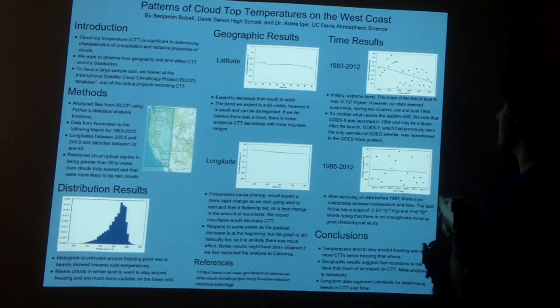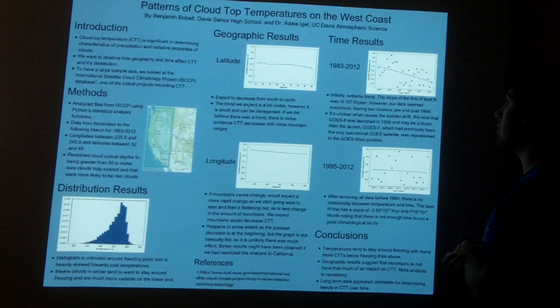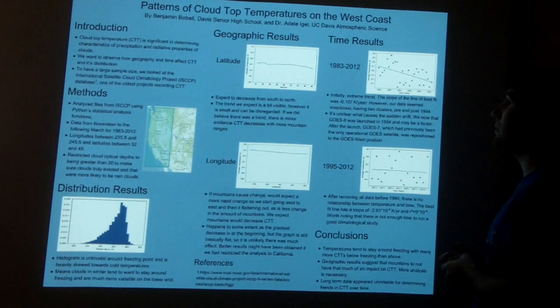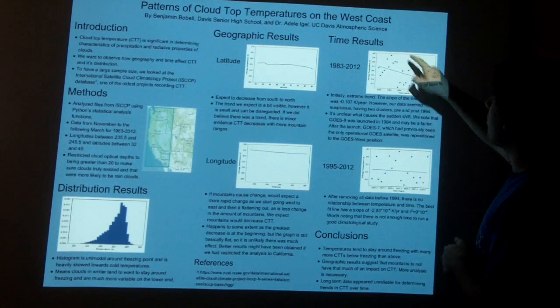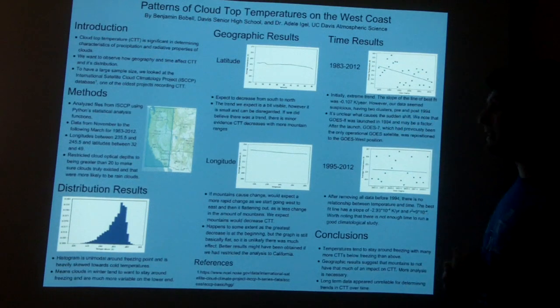Now for time, we thought it was initially significant. This is a massive trend of negative 0.107 Kelvin per year, a decrease. That means in 10 years, cloud top temperatures would decrease by 1 Kelvin. However, our data seemed very weird. There is a pre-1994 cluster and a post-1994 cluster, so we think something happened in 1994.